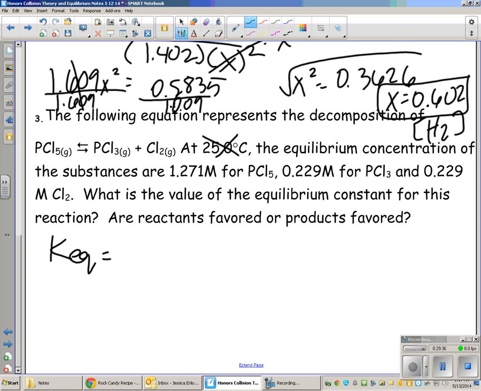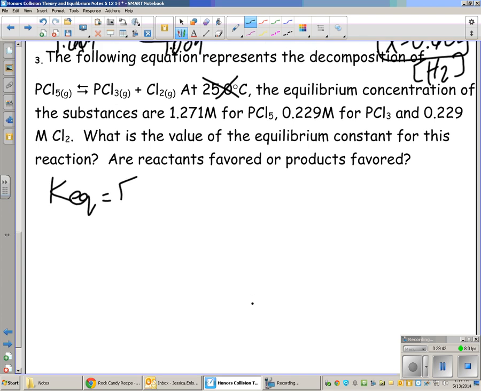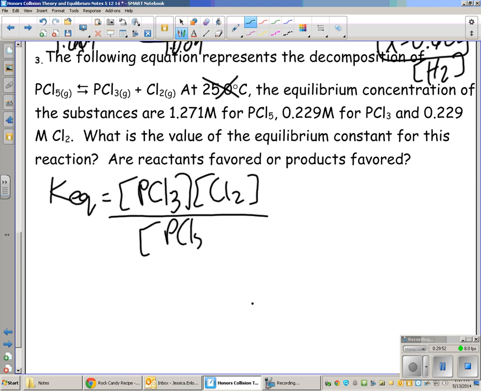Reactants are favored, right? So first thing you did was set up the KEQ, yeah? KEQ was concentration of what? PCl3 times concentration of Cl2. So both the products over the reactant, PCl5. And then you did what? Plug them in. Well, we have this and this.